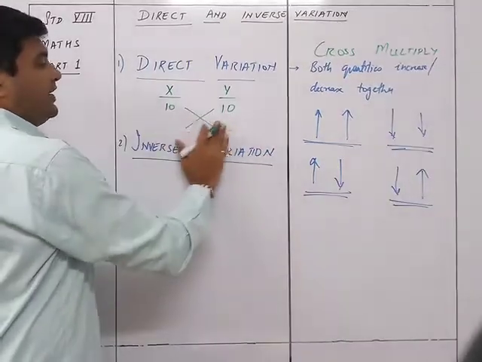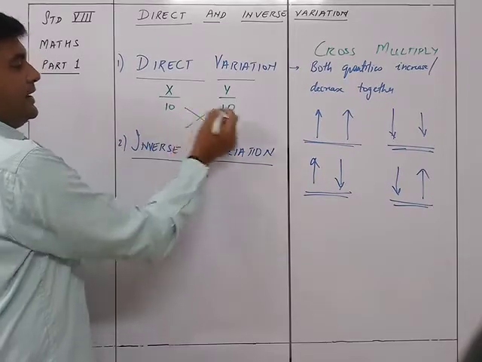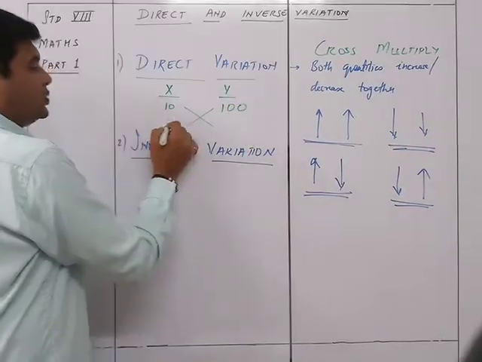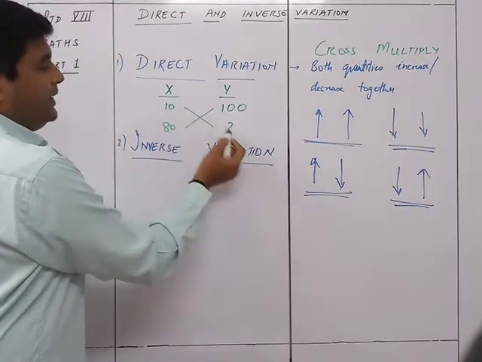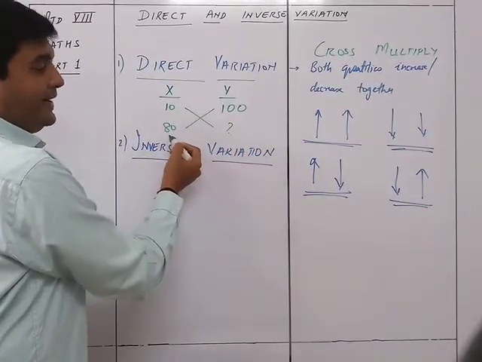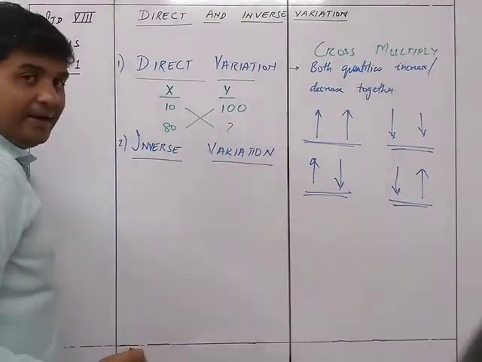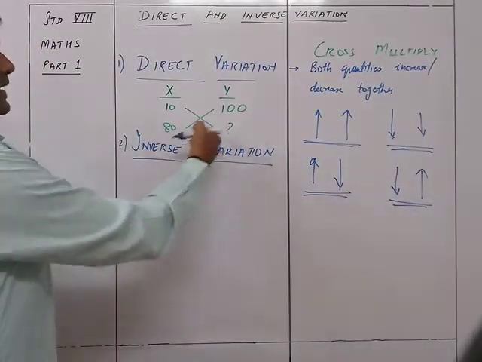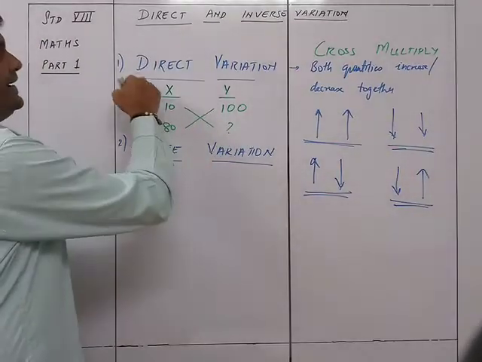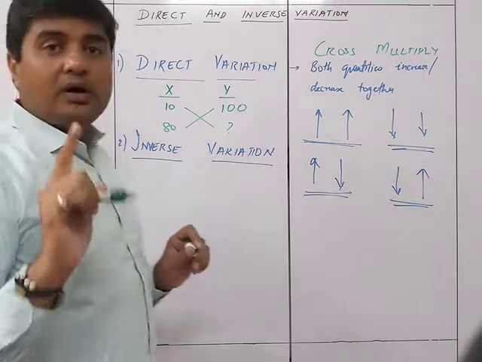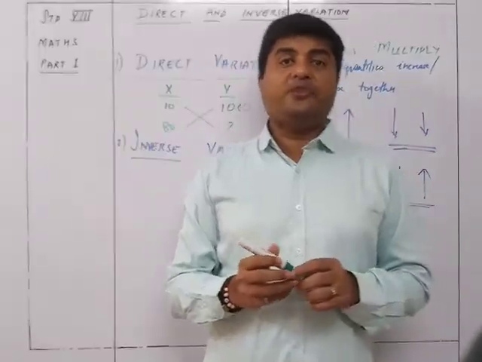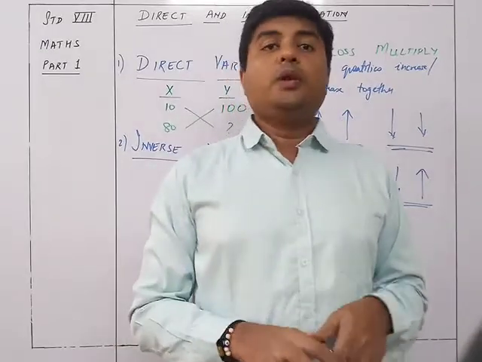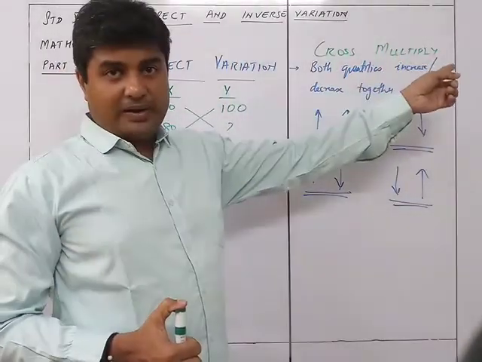For example, if I don't know this, but I know that for 10 it is 100, then for 80 how much will it be? So I'll just say 10 into x is equal to 100 into 80. Accordingly, x is equal to 800. So that is how you are going to get the value. So in direct variation, the mathematical format you are going to use will be cross multiply.